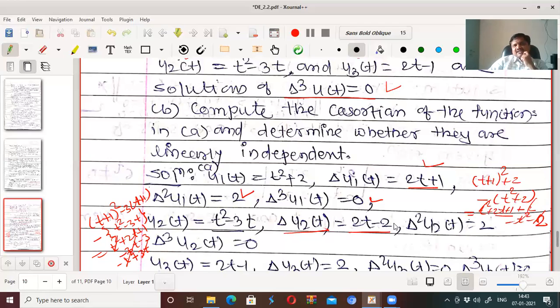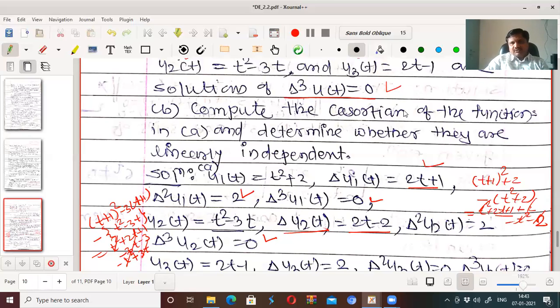If I take its delta again, delta of minus 2 is 0 and delta of 2t is 2 only. So delta square u2(t) is equal to 2 and delta cube u2(t) equal to 0. Therefore, u2 given by t square minus 3t is also a solution of delta cube u(t) equal to 0.